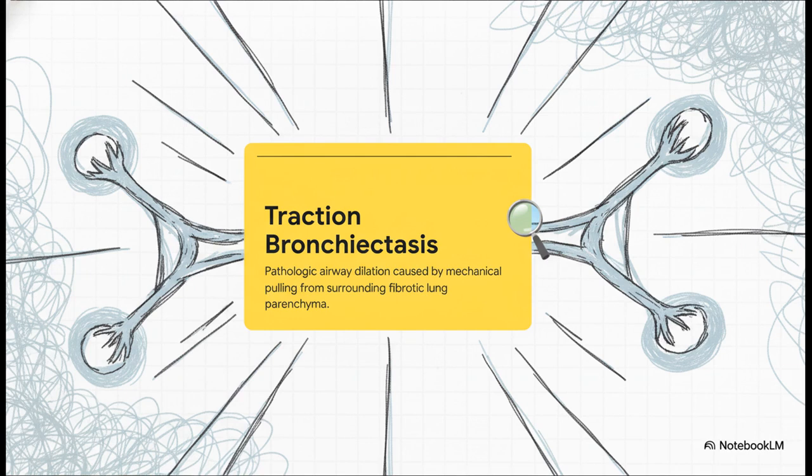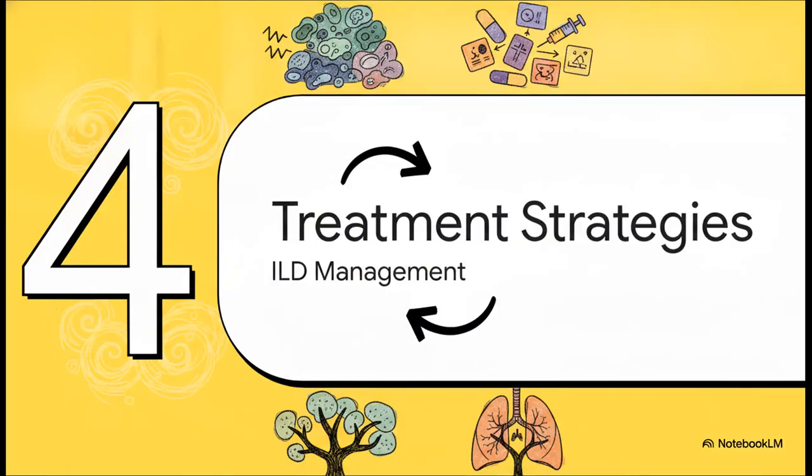Let's highlight one more crucial concept while we're at it: traction bronchiectasis. Now, in normal lungs, your airway walls are nicely supported by the surrounding tissue. But in ILD, as the interstitium fills with collagen and physically shrinks, it acts kind of like a network of tightly pulled strings. This fibrotic tissue literally pulls the central airways wide open from the outside, causing pathologic dilation. So when you see traction bronchiectasis on a CT scan, you know for sure you are looking at severe, stiffening fibrosis. Let's pivot to Section 4, Treatment and Management Strategies.